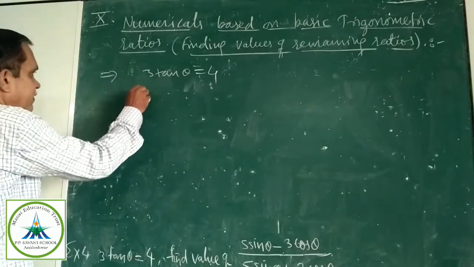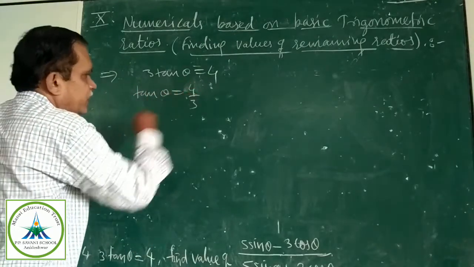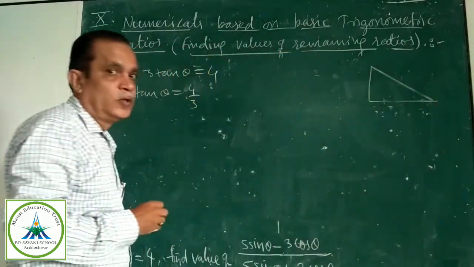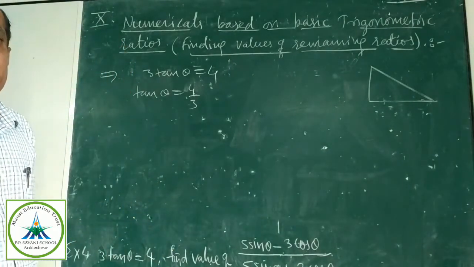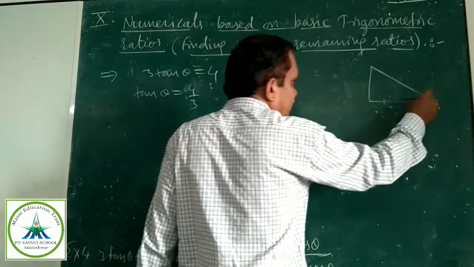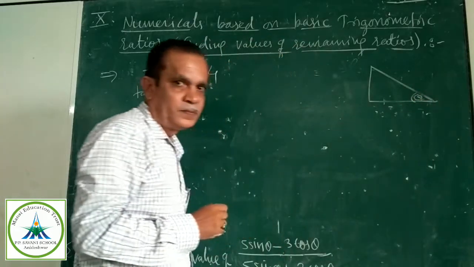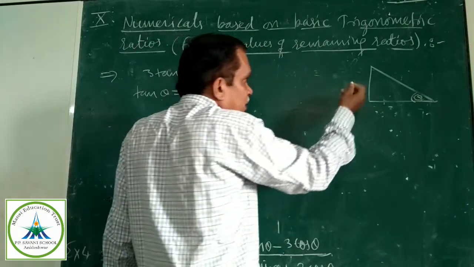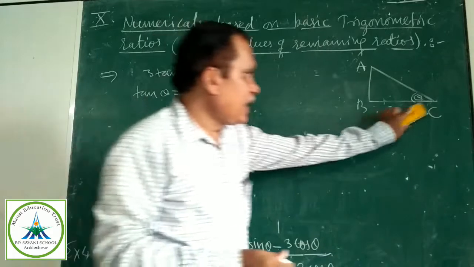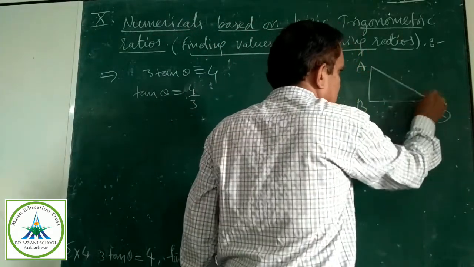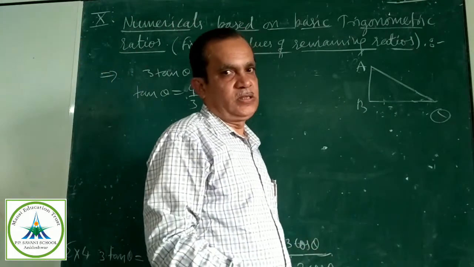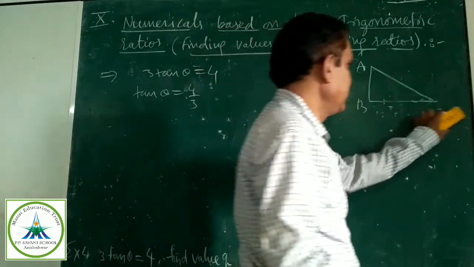So, therefore, tan theta equals 4 upon 3. Draw the triangle. Now, which angle is theta? Either this or this. I am taking this theta. Now see, I am naming the vertices A, B, C. Some students may write theta like this. It is up to us, that is the name of the angle or the measure of the angle.